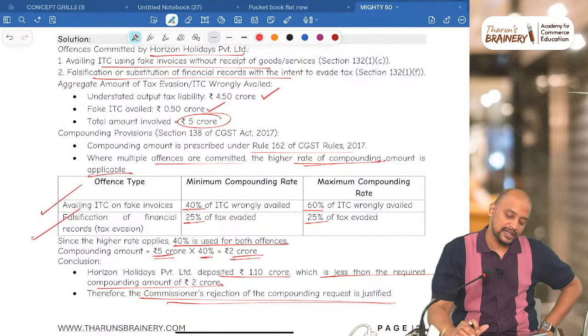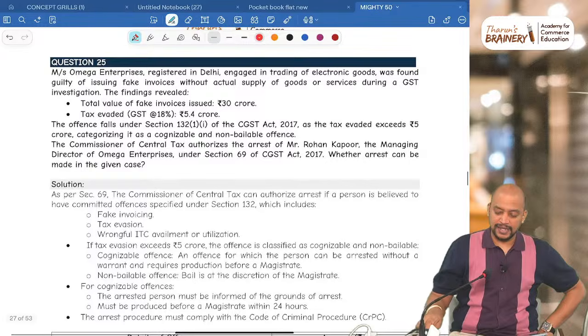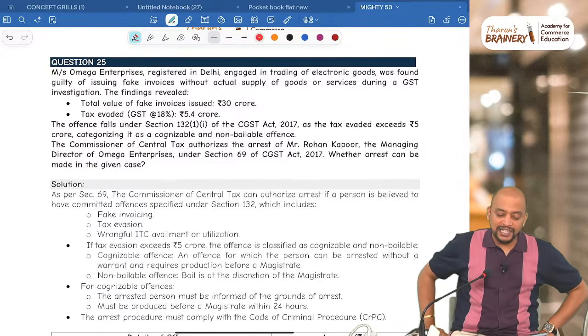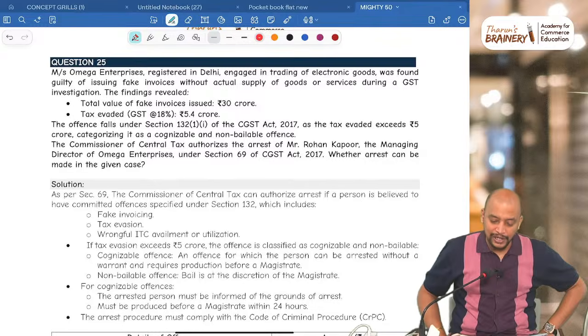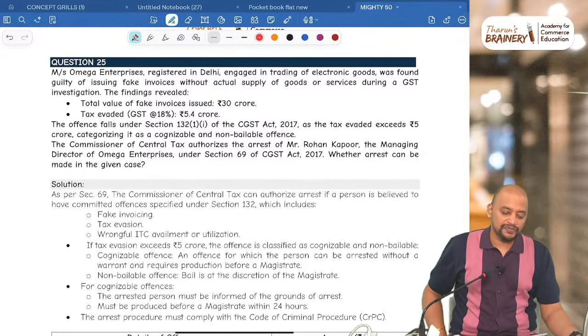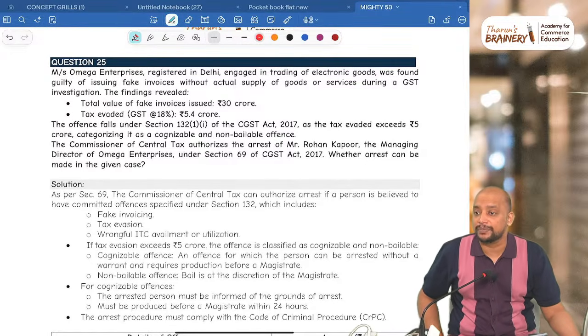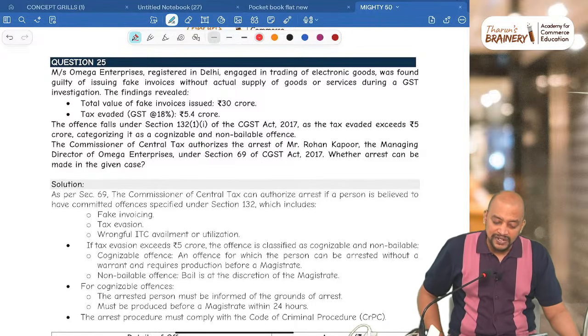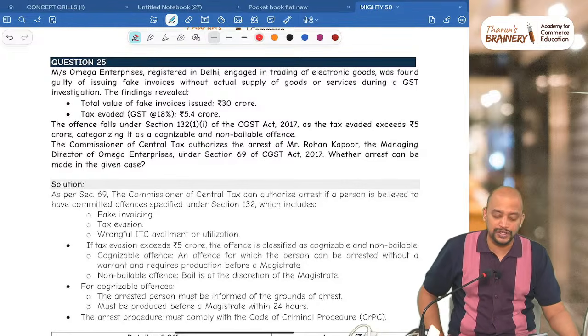Okay. Then question number 25. Messrs. Omega Enterprises, registered in Delhi, engaged in trading of electronic goods, was found guilty of issuing fake invoices without actual supply of goods or services during a GST investigation. Invoice without supply. And the findings reveal the total value of fake invoices 30 crore, tax evaded 5.4 crores.